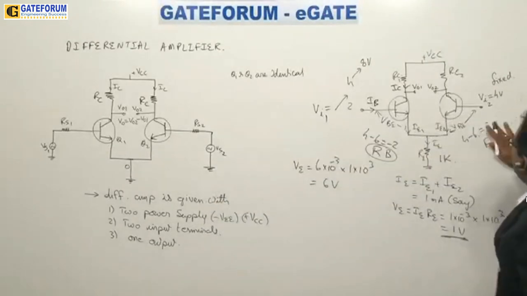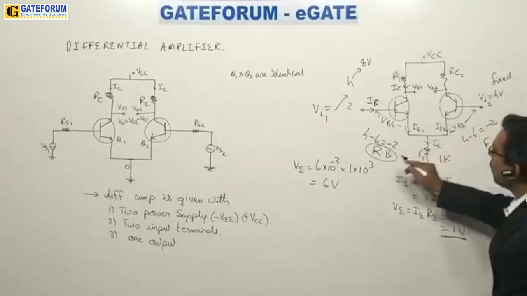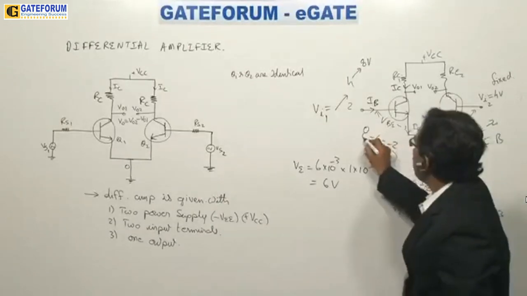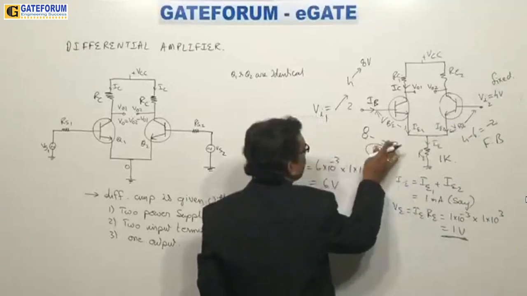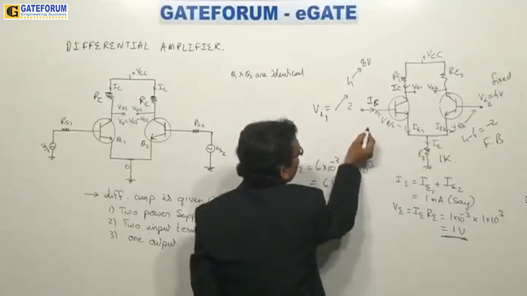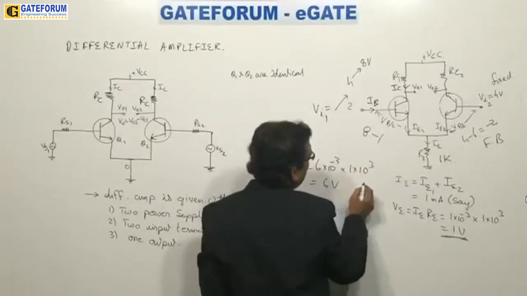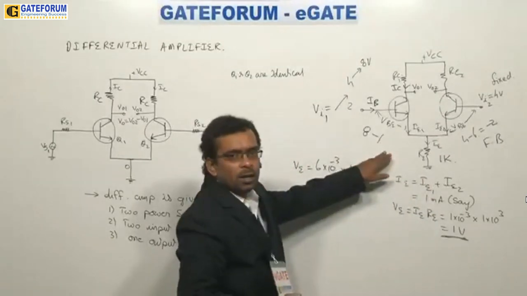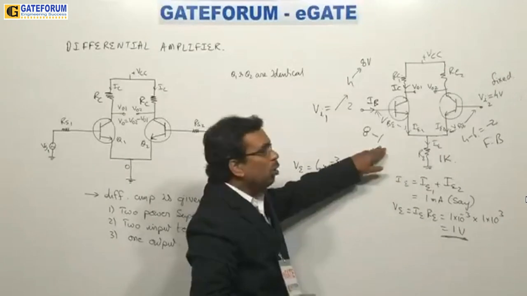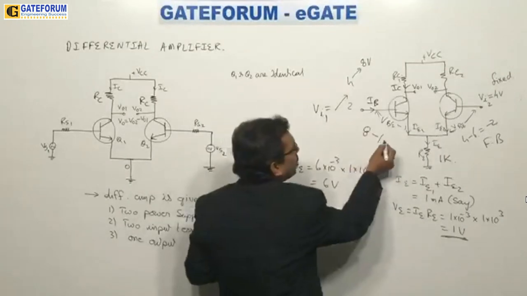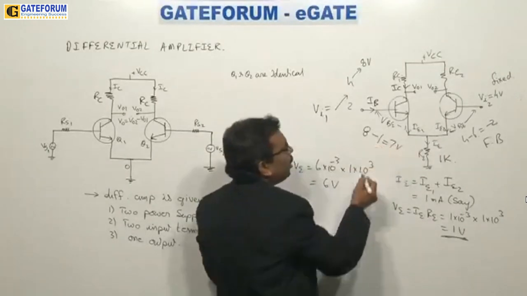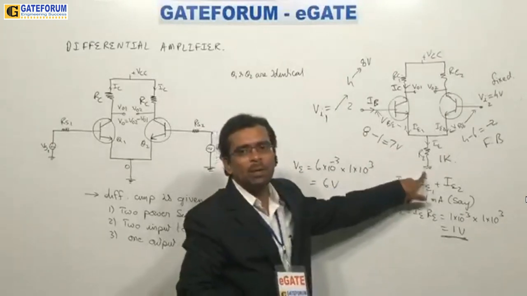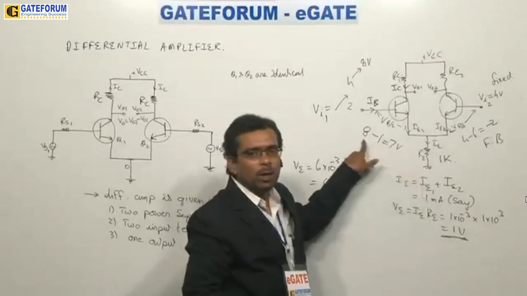Sorry, let me put it properly, 8 minus 1. Earlier we thought it was 1, so assume that it is 1. Once I have increased this voltage, it becomes 7. Now it will no more be 1 ampere here. Why?